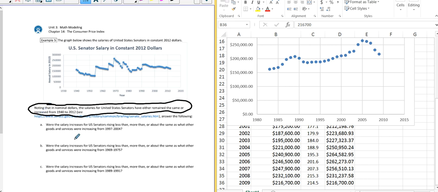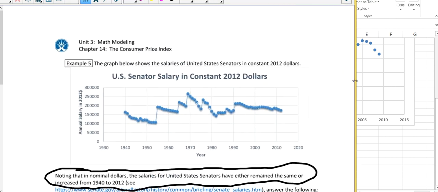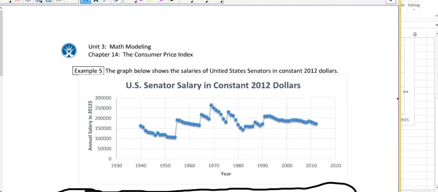All right, so with that in the back of our mind, these are the types of questions that I want you to be able to answer given a graph in constant dollars. The first one here, we're just going to focus on this graph and not look at the Excel stuff that we have there.